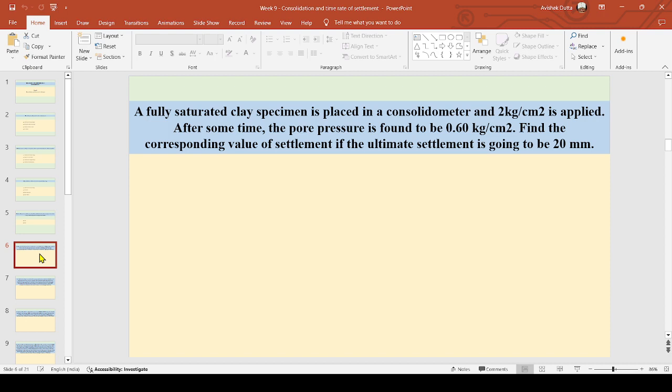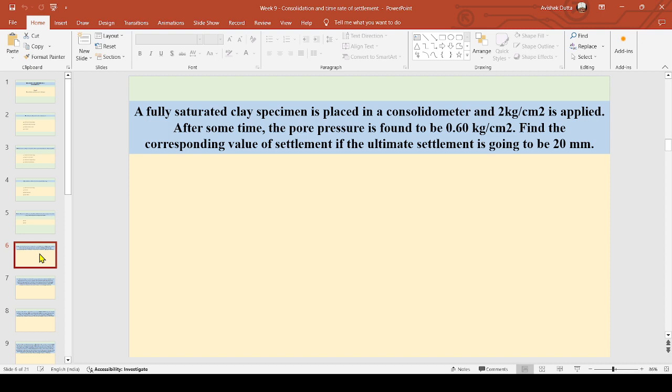I repeat the question once. A fully saturated clay specimen is placed in a consolidometer and 2 kg per centimeter square is applied. After some time, the pore pressure is found to be 0.6 kg per centimeter square. Find the corresponding value of settlement if the ultimate settlement is going to be 20 millimeter.